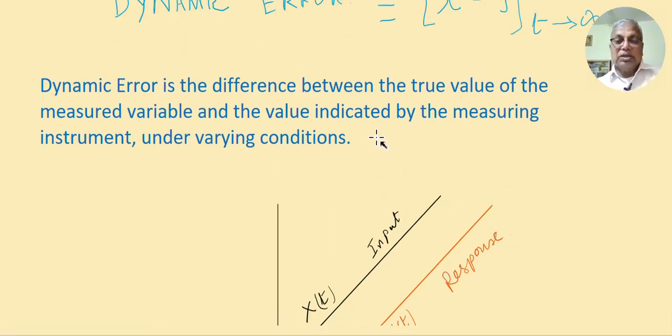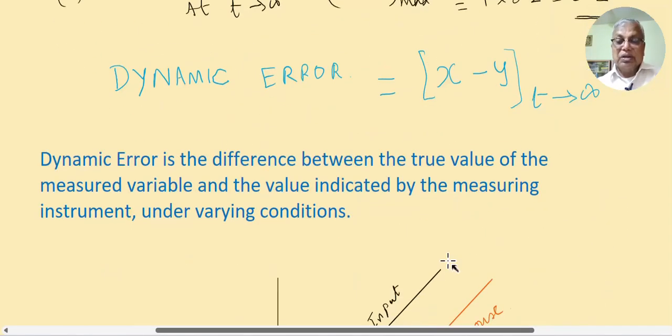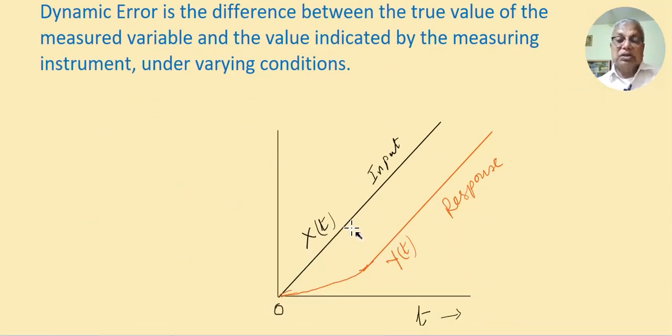Well, I hope you have understood the response of this first order system for a linear input. How does it respond for this linear input? We'll see with more examples in the next classes.